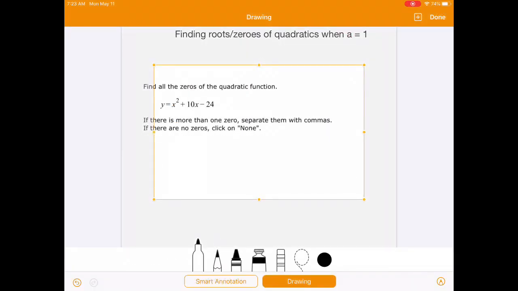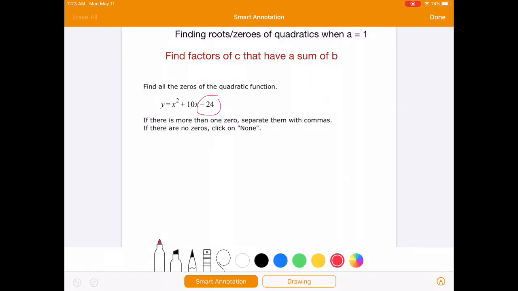This problem, we'll notice that the c is negative. And the only way that we can multiply two numbers to get a negative is if one is positive and one is negative. So that's what we have to consider when we're looking at these. Now, the other thing to look at is b is positive.